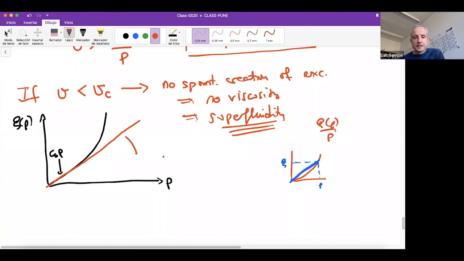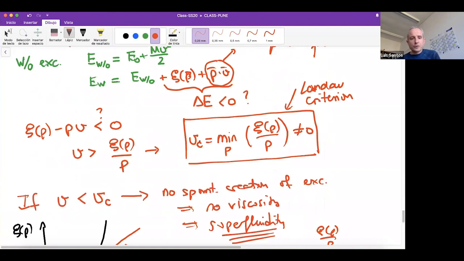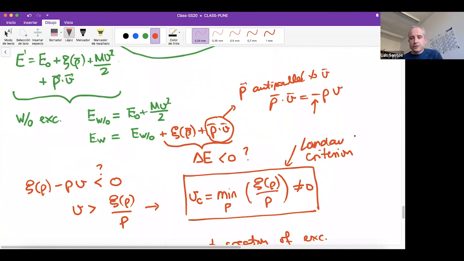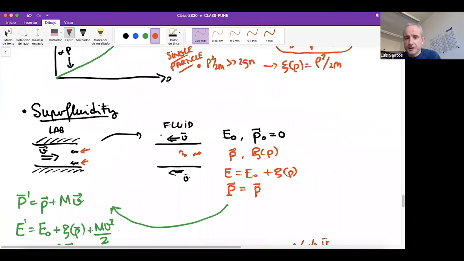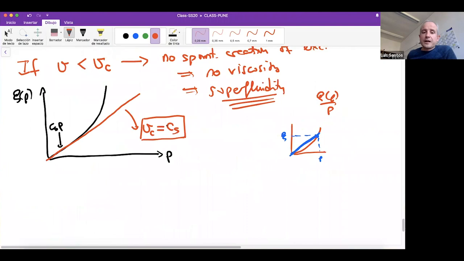Now, note something very important. The sound velocity depends on interactions. If the interactions are zero, the sound velocity is zero, and this means that the critical velocity for superfluidity will be zero. So interactions are crucial in order to have superfluidity. If there are no interactions, you can have a condensate, but you will not have a superfluid.